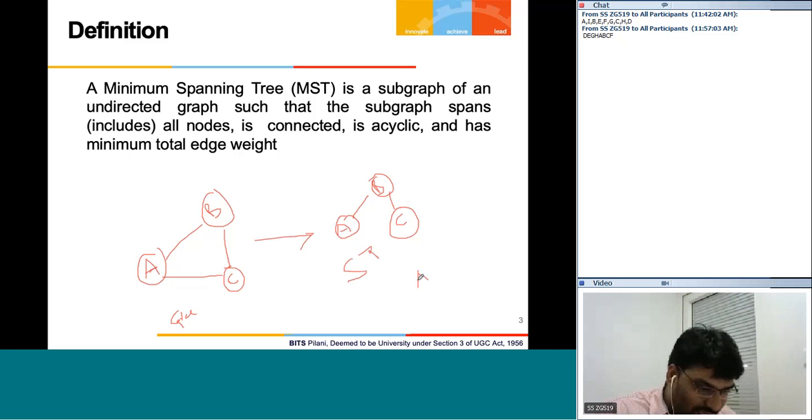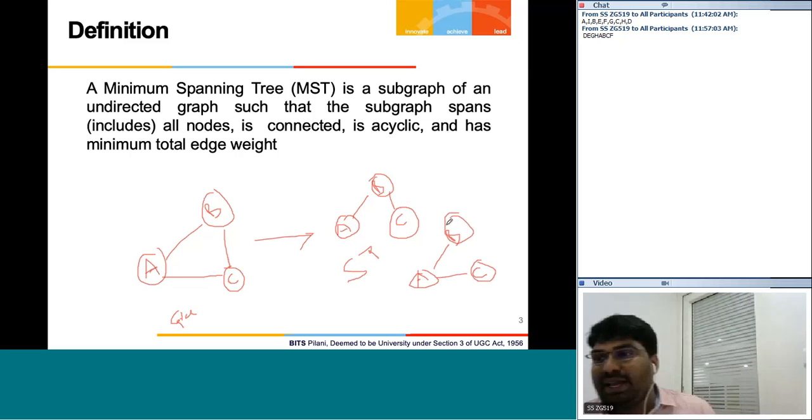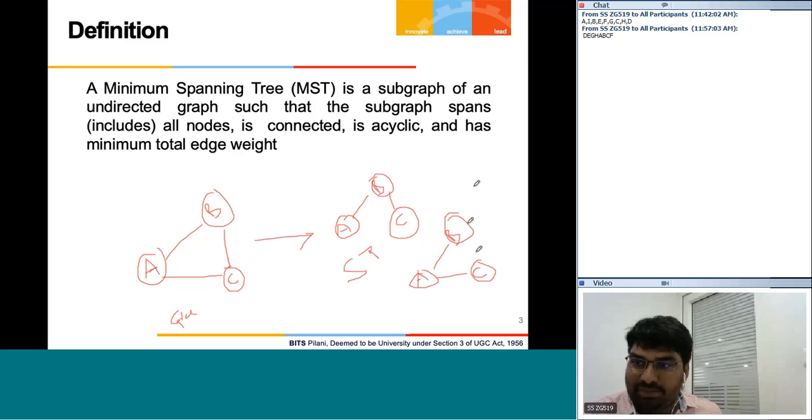A to C, A to B. Which one is the spanning tree here? Is this also correct? This one is also a spanning tree? Yeah. Okay, now we understood this. Now one more example.